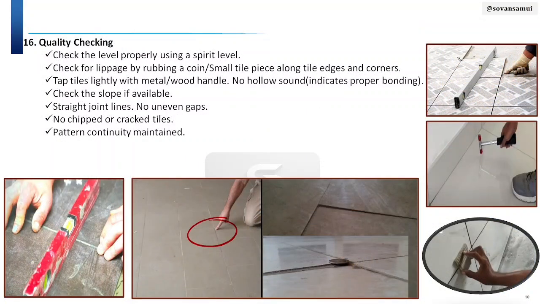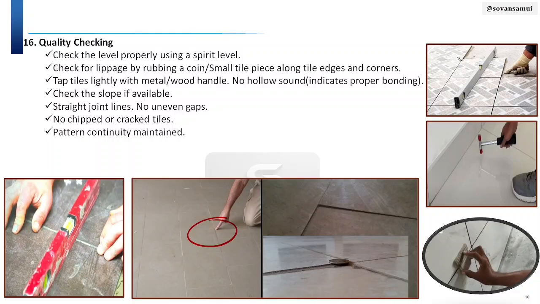Next point is quality check. In quality check, it's very important to always check the tiles during work, because if there is some error, then it can be solved hand to hand, otherwise it is going to cause damage. Okay. Next point is quality checking.